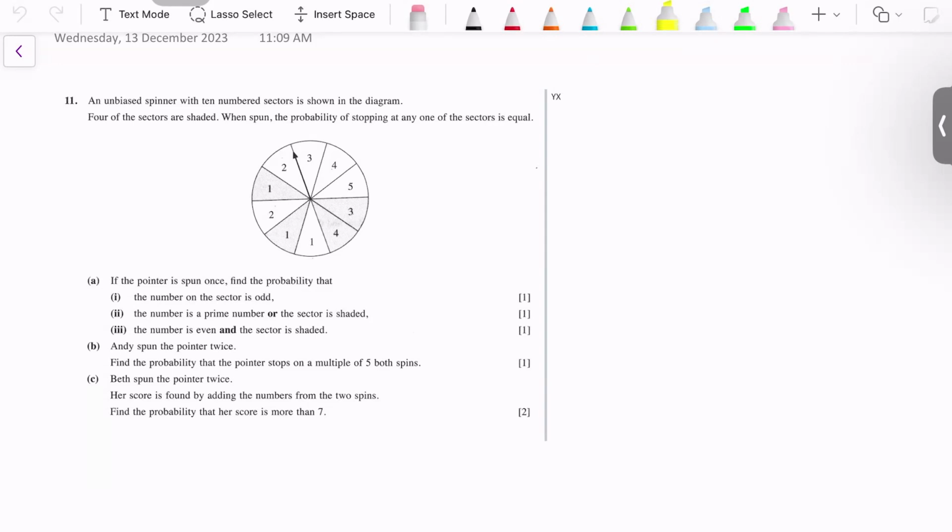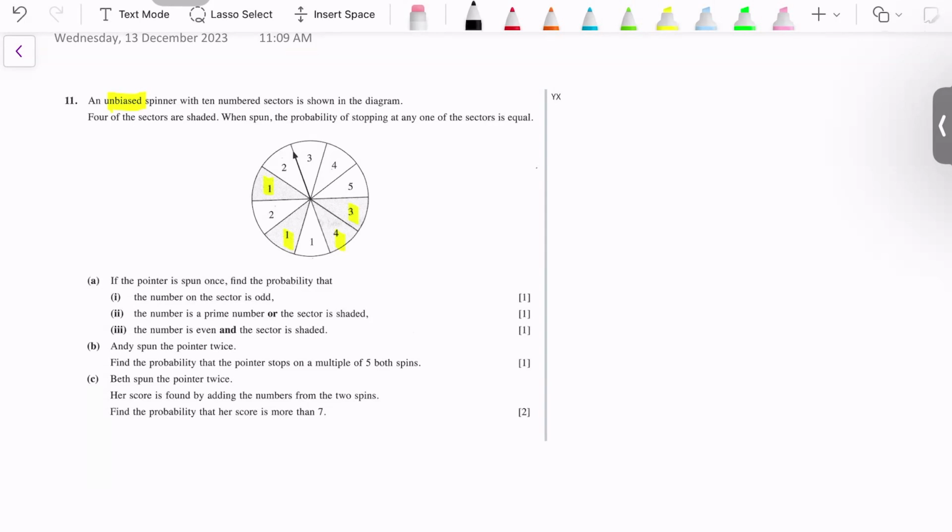So in question 11, it says that an unbiased spinner with 10 numbered sectors is shown. Unbiased basically just means that each number has an equal chance. Four of the sectors are shaded, which are one, this, four, and three. So when spun, the probability of stopping at any one of the sectors is equal.